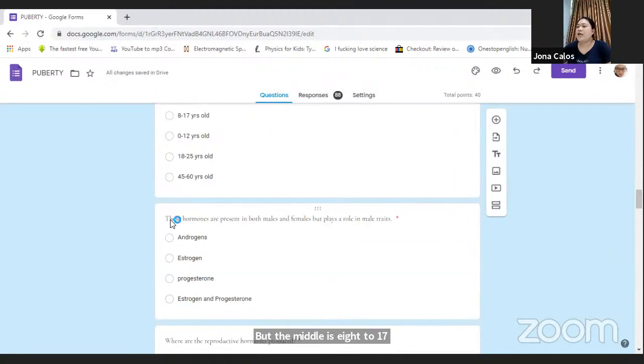Then we have here, these hormones are present in both males and females, but play a role in male traits. So these are androgens. Okay, androgens again. One example is testosterone. So if I have here testosterone, the answer can either be testosterone or androgen. So both could be possible answers. But since testosterone is not in the choices, the best answer is androgen.